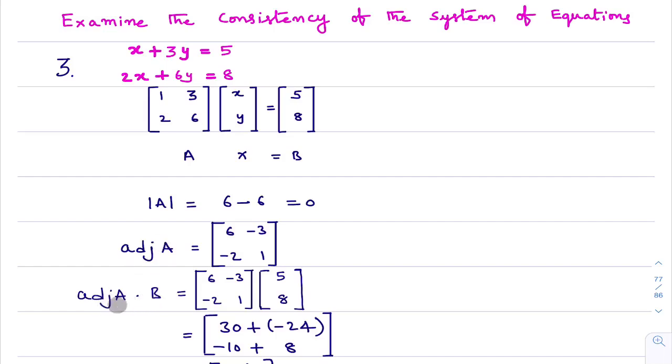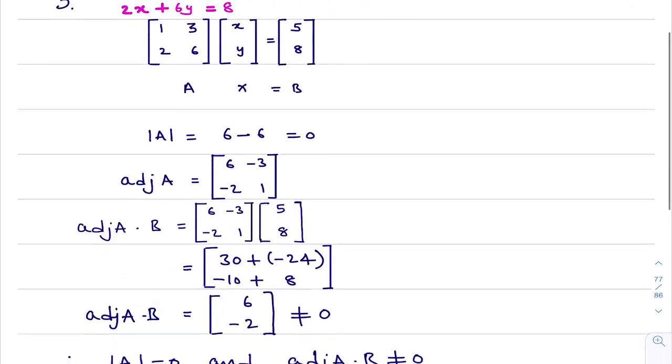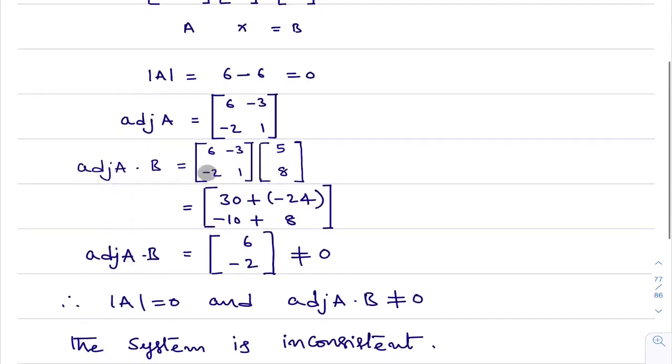Now I will multiply adjoint A into B. You need to observe one thing here. Adjoint A is a matrix and B is a matrix. This is a 2 by 2 matrix and this is a 2 by 1 matrix. When we multiply these two, you will get a 2 by 1 matrix. If you do not know multiplication of matrices, please go through the matrices chapter and learn matrix multiplication first. First row, first column: 6 into 5 is 30, plus minus 3 into 8, minus 24. Second row, first column: minus 2 into 5, minus 10, plus 1 into 8, 8.